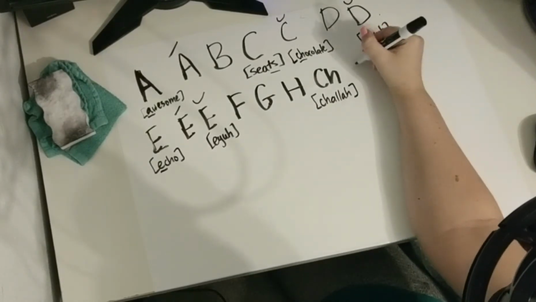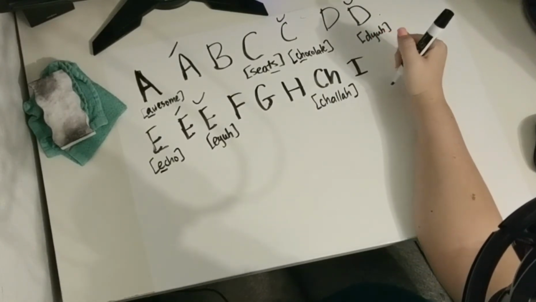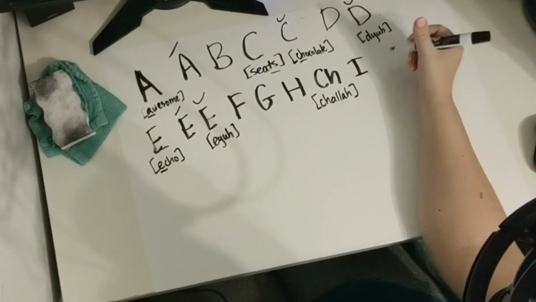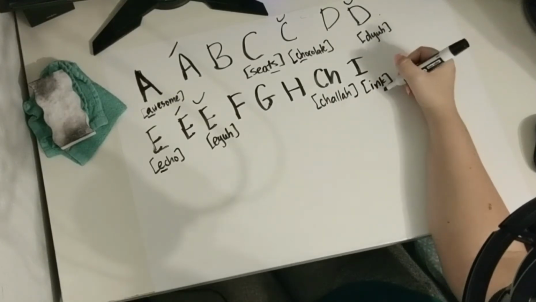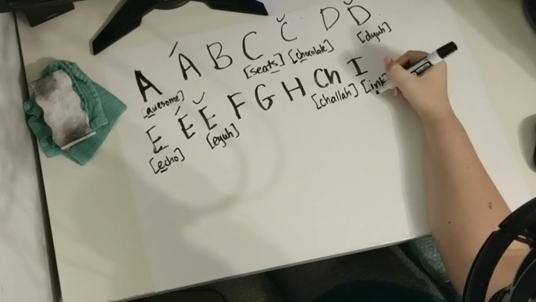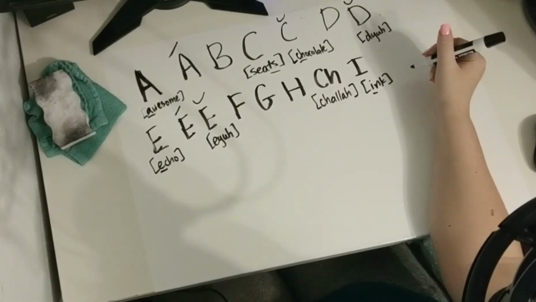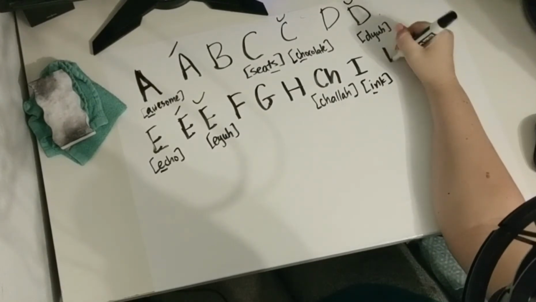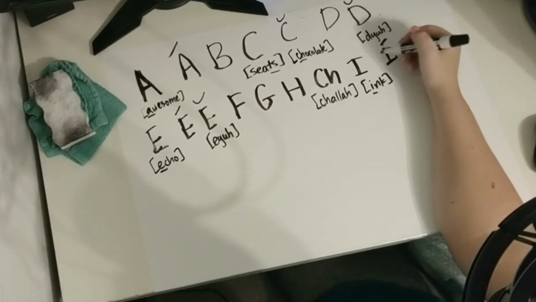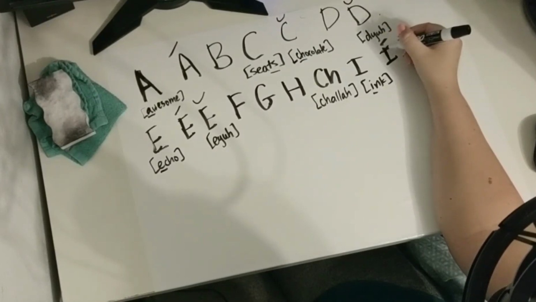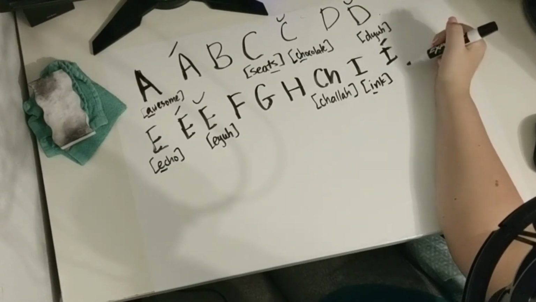And next we have I, and that makes an E kind of sound. Like in the word ink. We don't say ink, we say ink, right? Ink, E sound. And then, of course, the long version, like that, with the čárka on top, which is E, E, E, E.